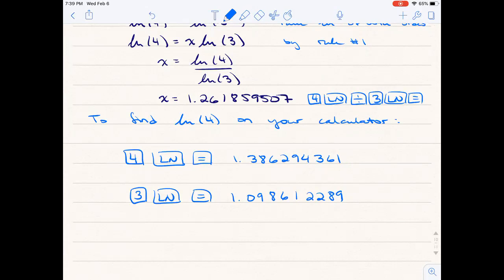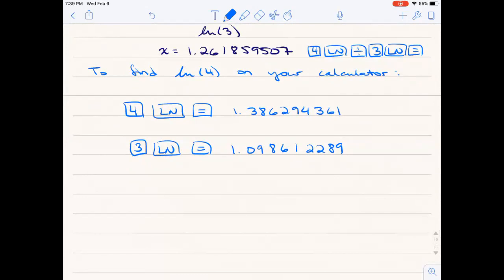How about if we have a different type of scenario where, I don't actually have the answer on here, so I'm not 100% sure, but I feel like it's pretty safe. 1.38 divided by 1.09. Yeah, looks about right.